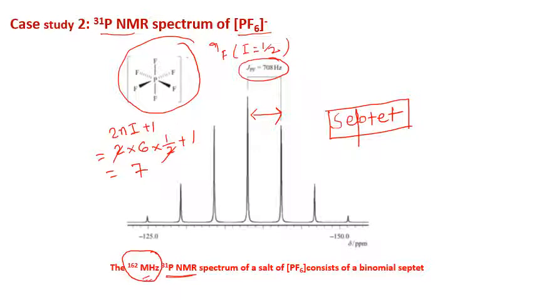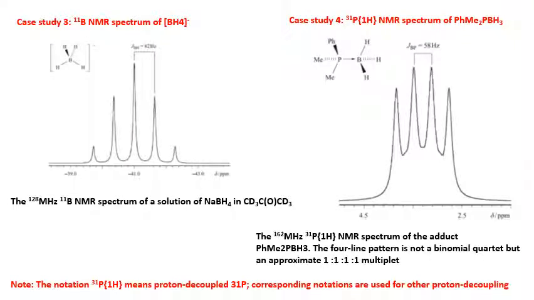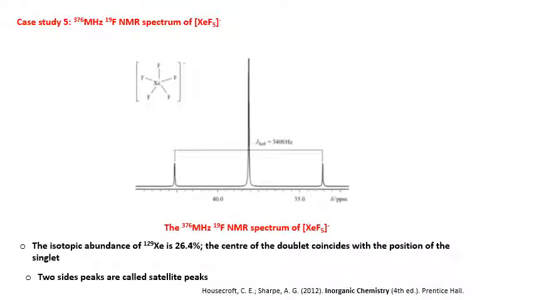The NMR spectrum of this salt, PF6 minus, contains a binomial septet, and this binomial septet pattern can be understood from the Pascal triangle chart. Now this is a very good example, and you understand one important concept from here.